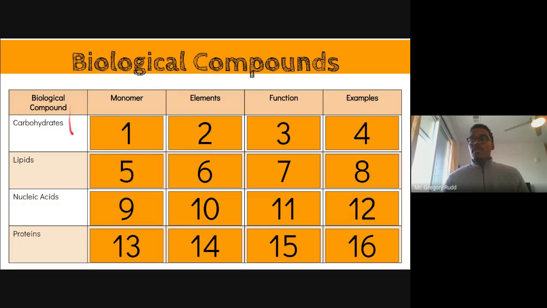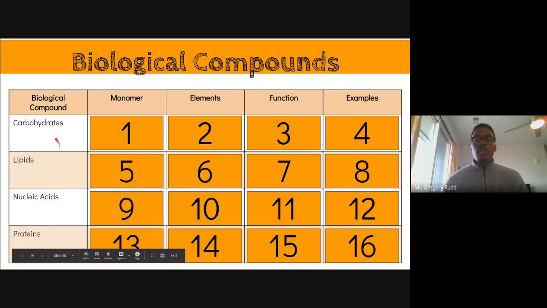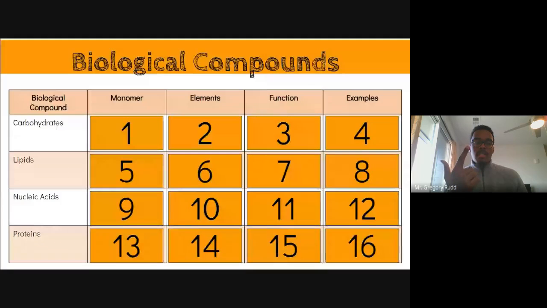So we've got these 4 biological compounds. This is what we talked about in our very first unit way back at the end of August and in the beginning of September. 4 biological compounds: carbohydrates, lipids, nucleic acids, and proteins.